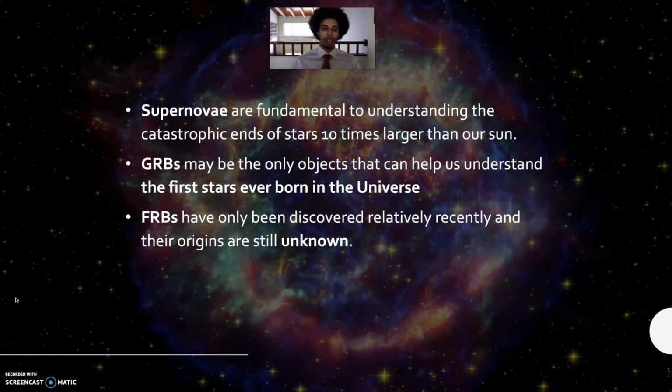We are studying these objects because supernovae are fundamental to understanding the catastrophic ends of stars 10 times larger than our Sun. Gamma ray bursts may be the only objects that can help us understand the first stars ever born in the universe, and fast radio bursts are only a relatively recent discovery, so their origins are still unknown.